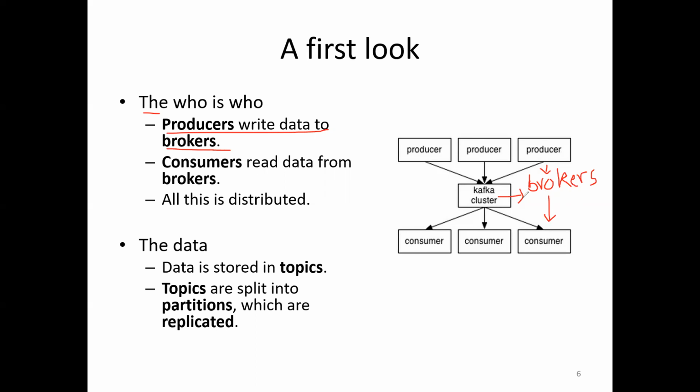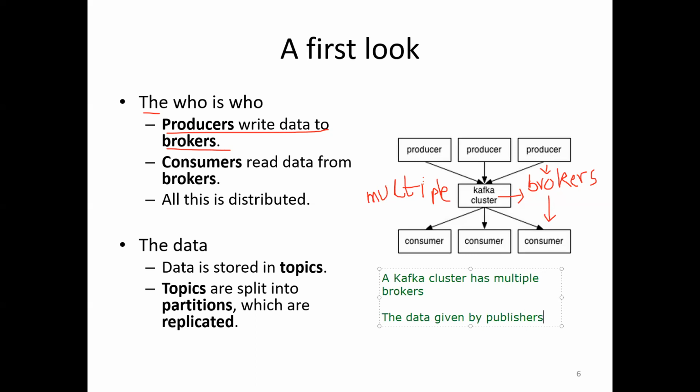So there are multiple brokers. You can say Kafka has multiple brokers. And the other thing is that the data is divided into topics. Let me just write that down. A Kafka cluster has multiple brokers, and the data given by the producers is divided into topics. That's the main thing.